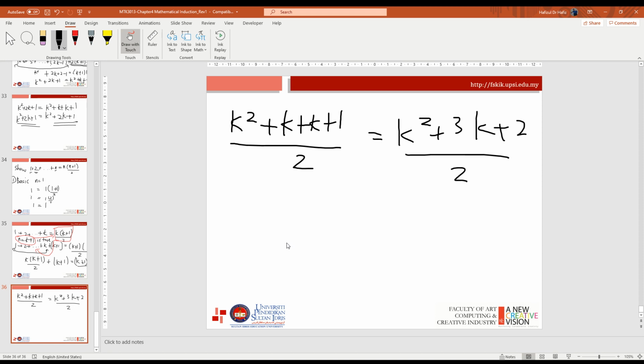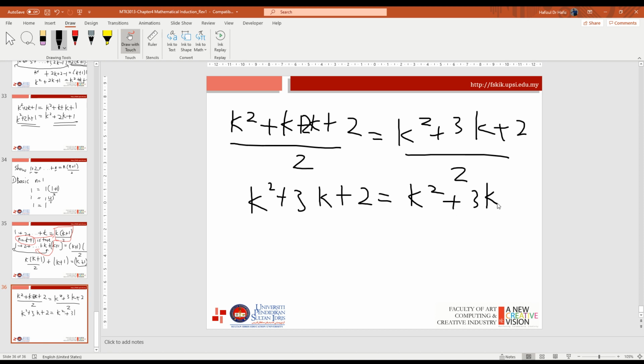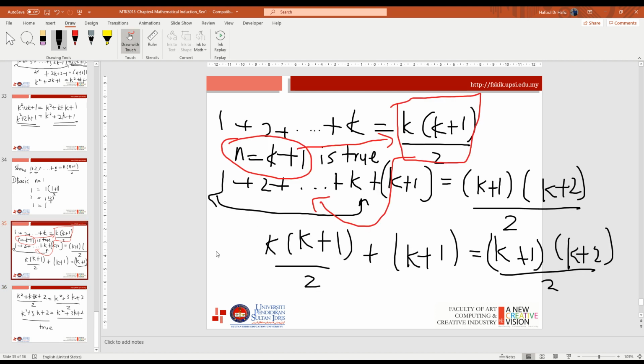So, kita dapat berapa? K, 2K ni, K power 2 plus 3K plus 2. This one silap. Plus 2 is equivalent to K power of 2 plus 3K plus 2. Sama kan? Okay. Jadi true lah. Boleh ke?